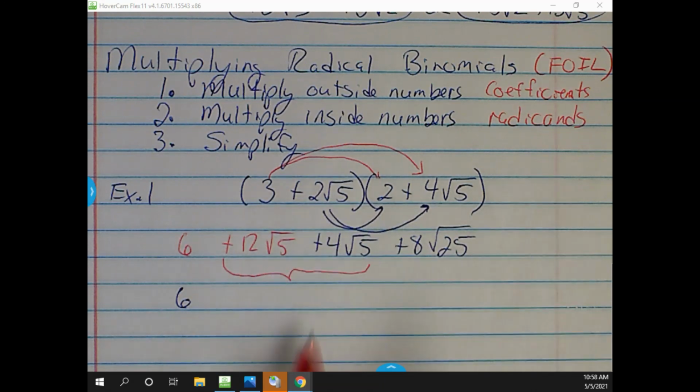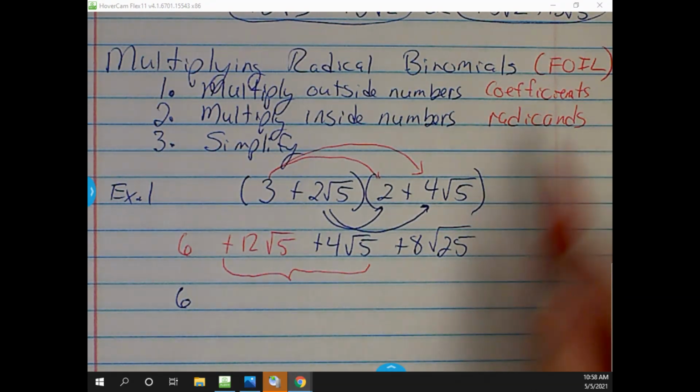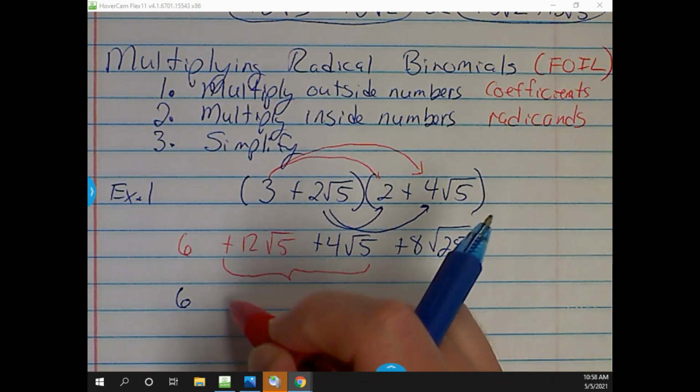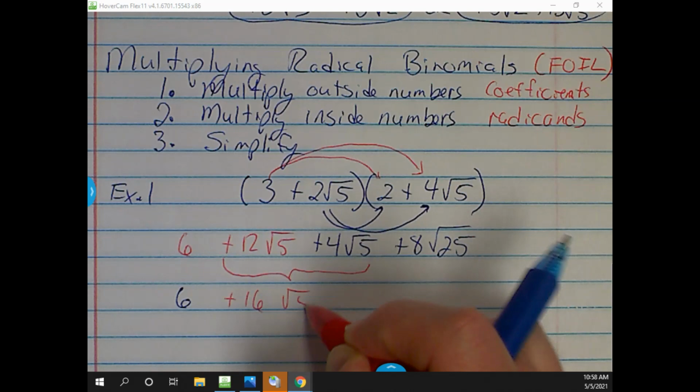You can do that, and that's why we have to go by the adding and subtracting first, because when we're doing radicals, you wind up having some addition and subtraction you have to do. So this is 12 plus 4. So that would be 16 square root of 5.